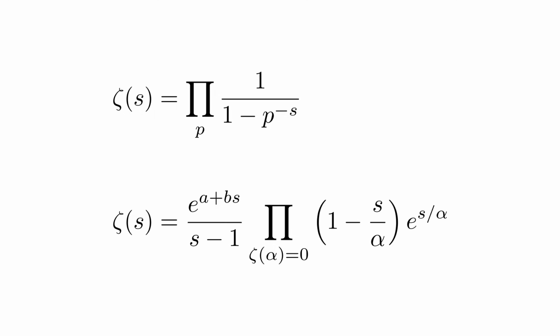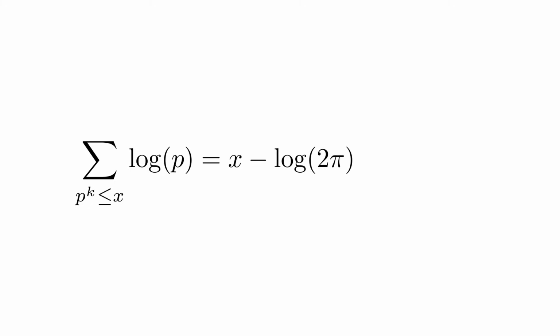By equating these two formulas, taking logarithms and differentiating both sides, as we've already discussed, Riemann derives the formula: if you take the sum across the prime powers p to the k less than some fixed number x of the logarithm of that p, then what you get is x minus the logarithm of 2 pi minus the sum across the zeros alpha of the zeta function of x to the alpha over alpha. I want to stress here, this is not an approximation.